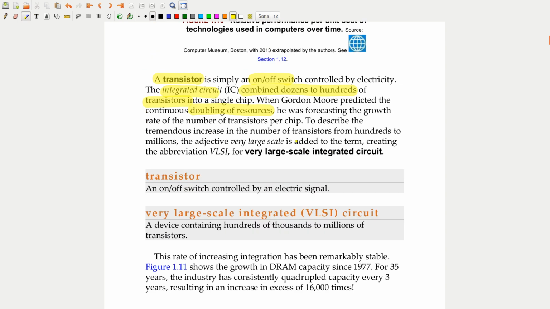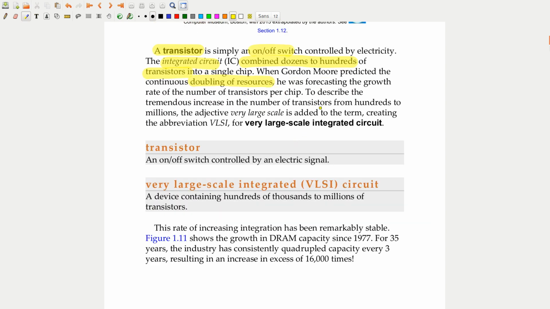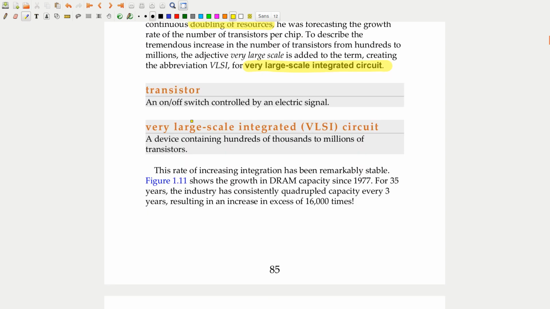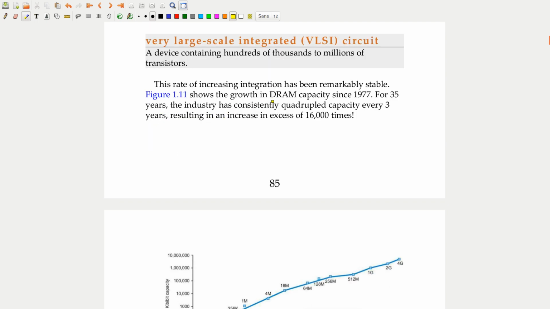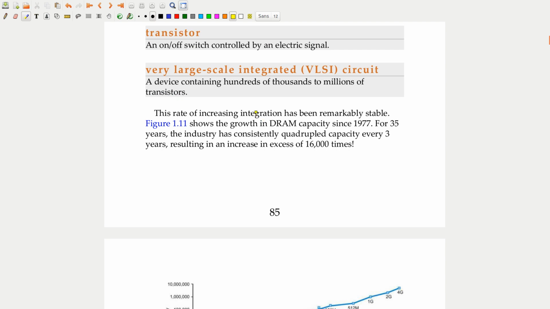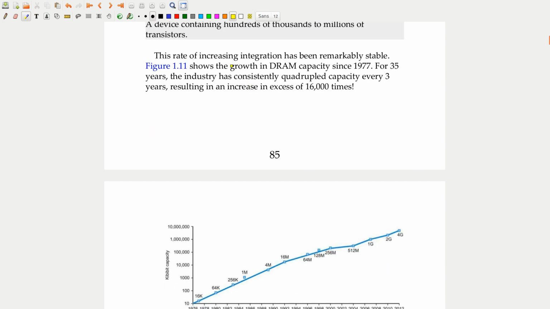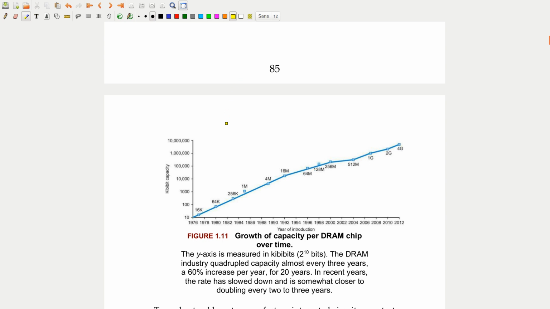So let's move forward. When we're talking about lots of transistors in these later chips, we use very large scale for VLSI. So we have very large scale integrated circuit, VLSI. Neat. Some of these terms are neat context, but we're not learning too much here. Here we go. Now we get to learn something.